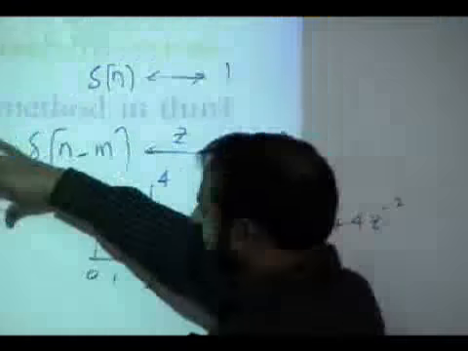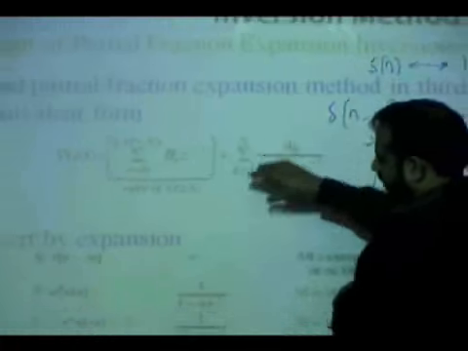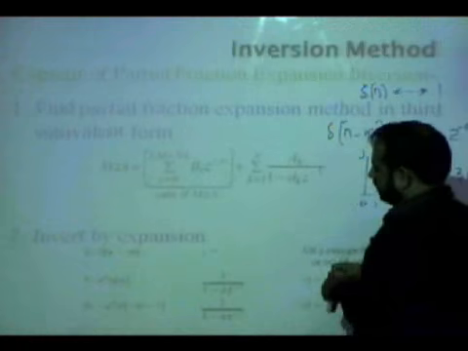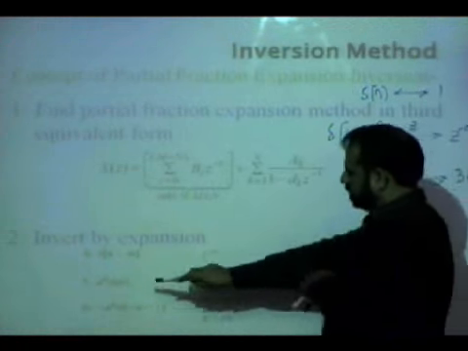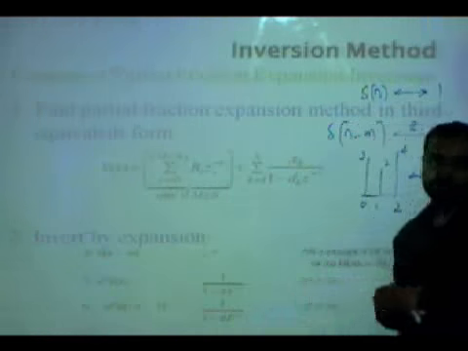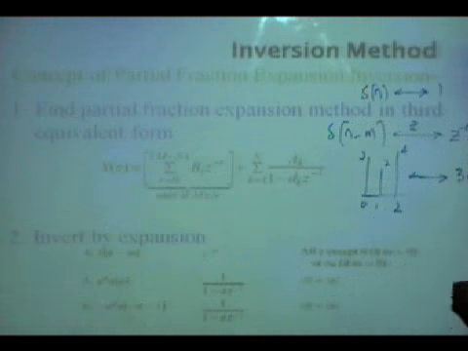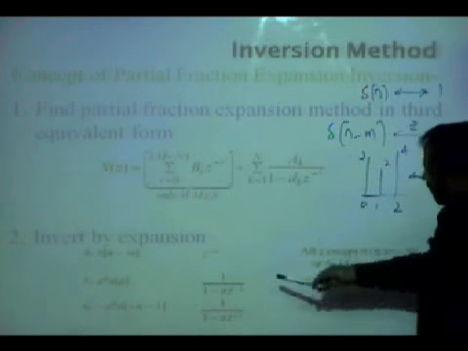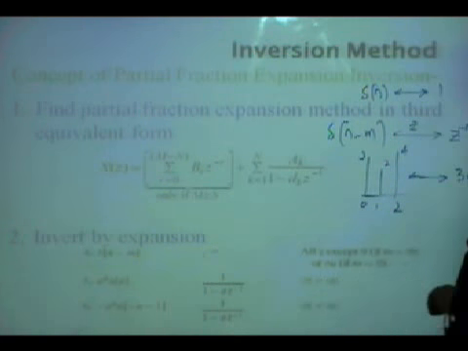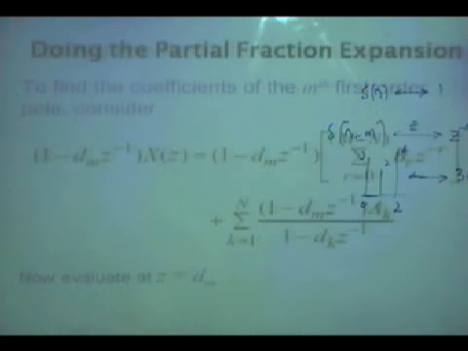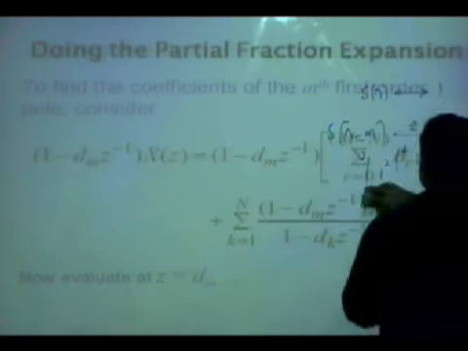And then for every factor of the form 1 over 1 minus a z inverse, its inverse z transform is either a to the n u of n, or minus a to the n u of minus n minus 1, depending on whether it's a causal or an anti-causal system, a right hand side or a left hand side sequence. So knowing these pairs will help you to compute the inverse z transform.